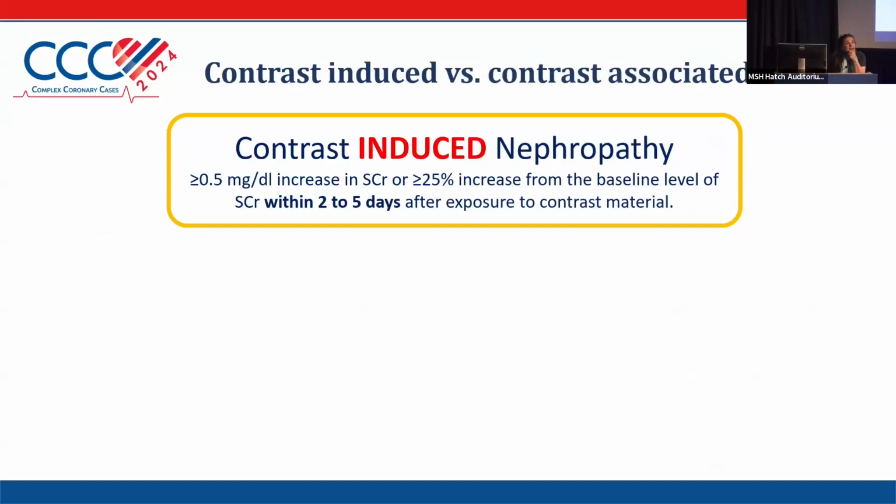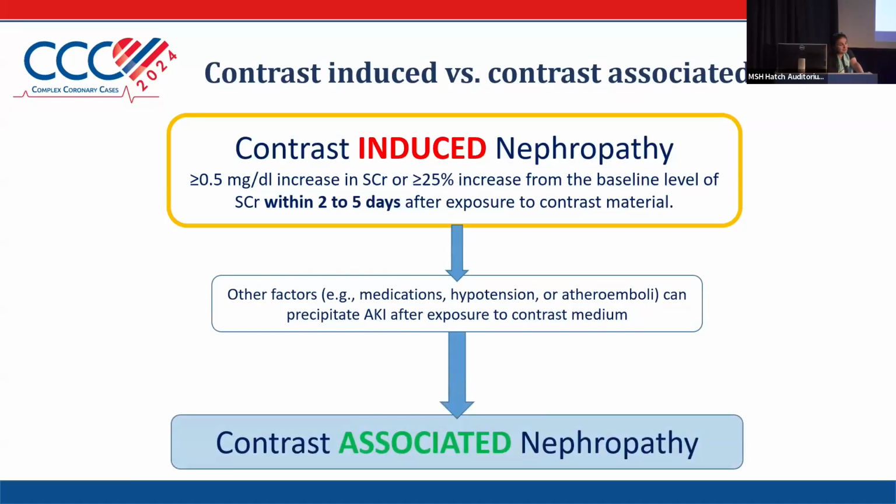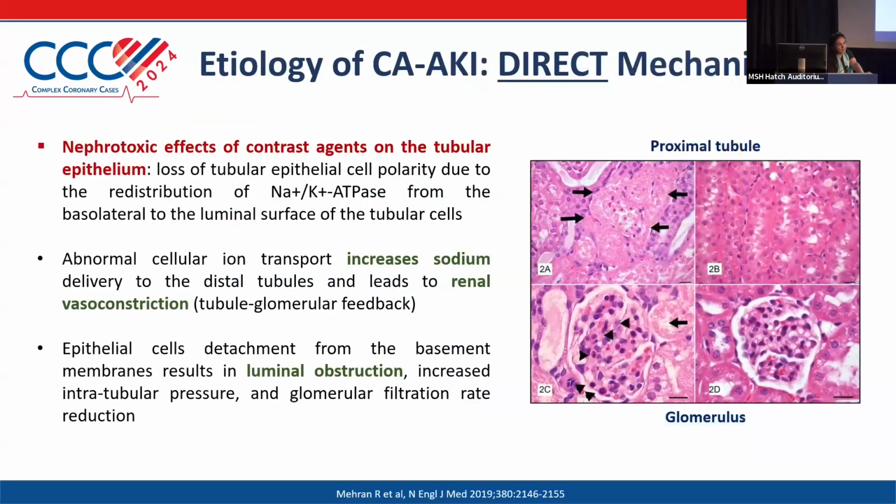Well, what is it? How do we define this? The definition is about a 25% increase from baseline or an absolute increase of 0.5 milligrams per deciliter. And it occurs around 2 to 5 days after exposure. It's important to think about these other aspects, as I said, medications, hypotension, atherosclerosis, that can precipitate acute kidney injury after exposure to contrast media. And that is why we call it contrast-associated acute kidney injury.